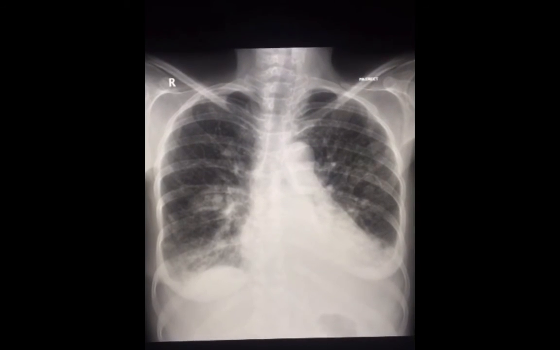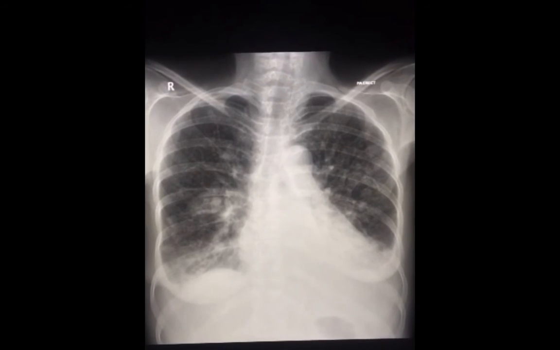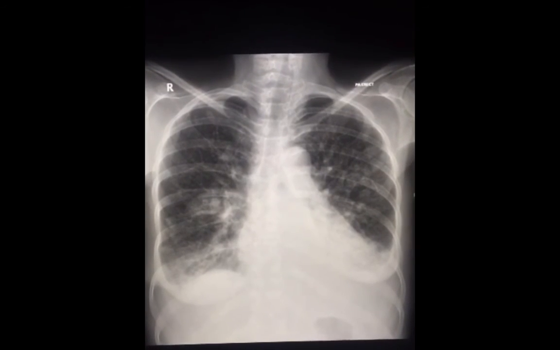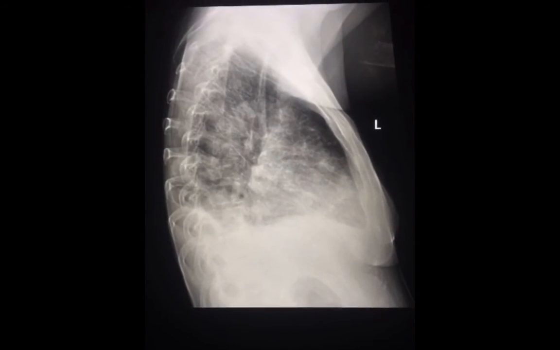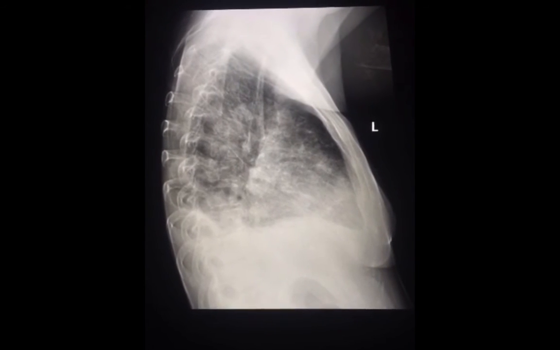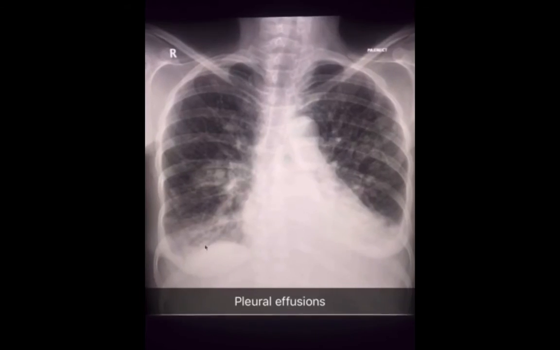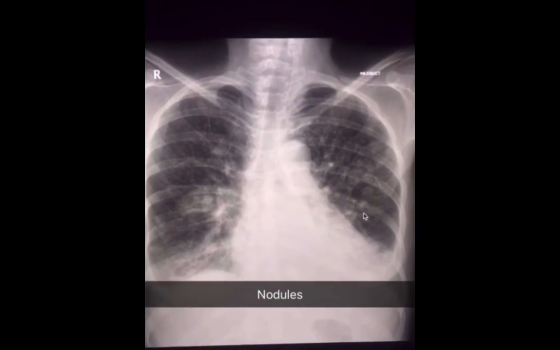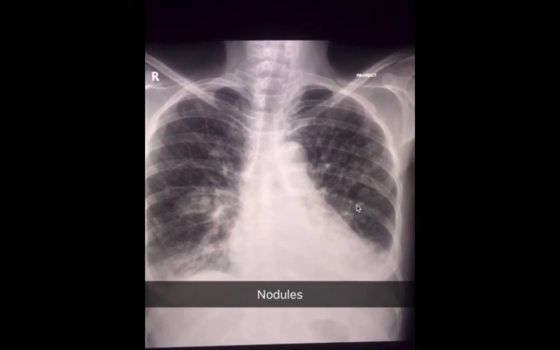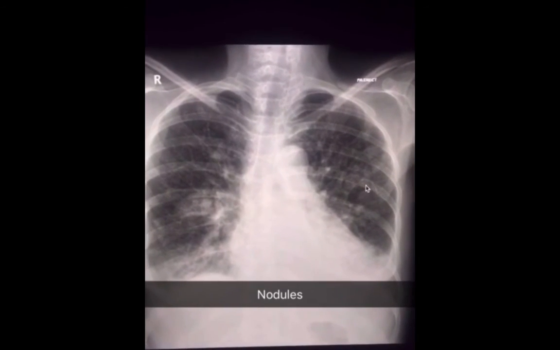This is a frontal chest radiograph of an adult patient who presents with shortness of breath. This is the lateral chest radiograph on the same patient. There is blunting of both costophrenic angles consistent with small bilateral pleural effusions. Importantly, you see bilateral, relatively well-defined scattered nodular opacities.